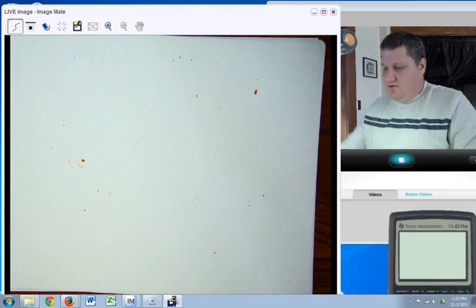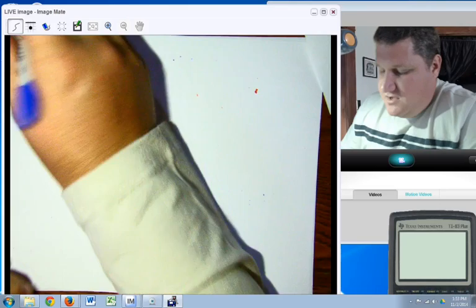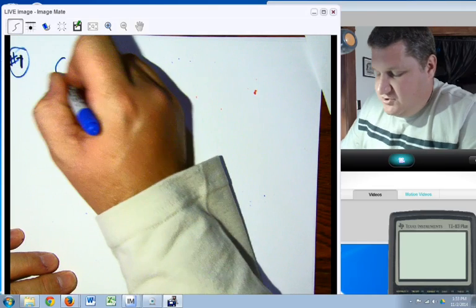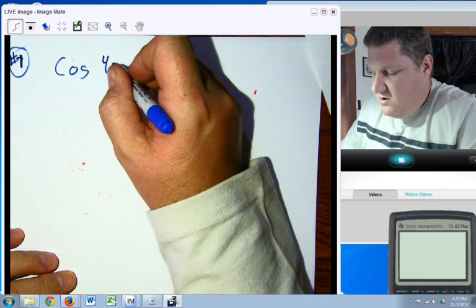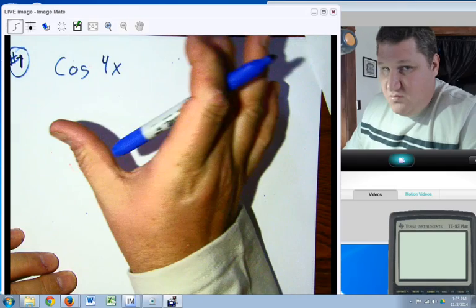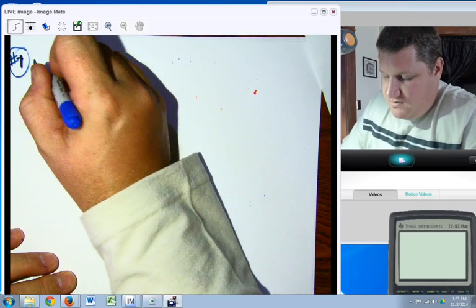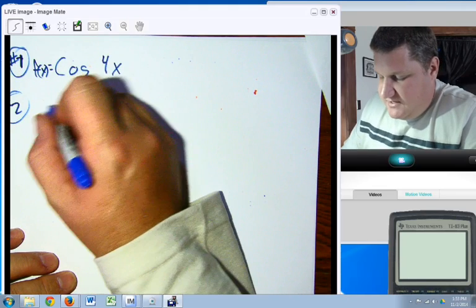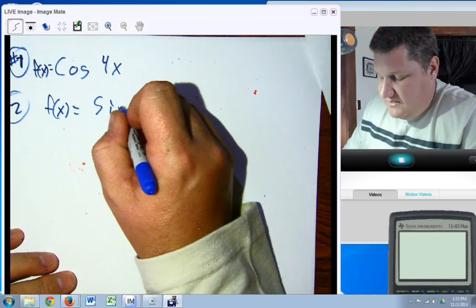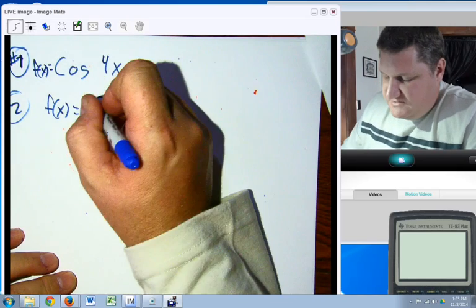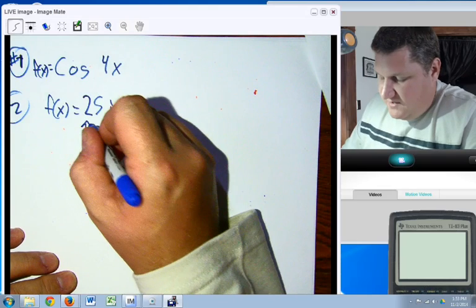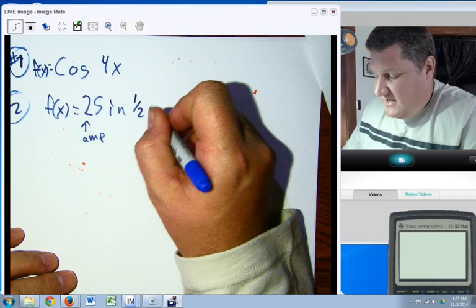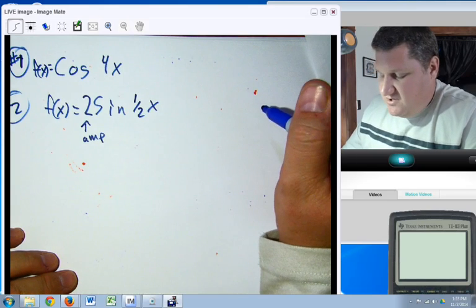Now, let's go a different way. First of all, I want you to do number 1. I want you to do cosine of 4x. That means it's going to get way shorter, just letting you know. Number 2, I want you to do f of x equals, let's mix it up here, 2, that's by the way your amplitude, of 1/2 sine. So see what you can come up with there.